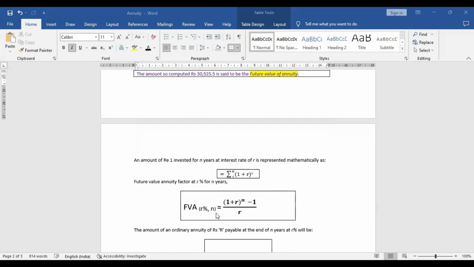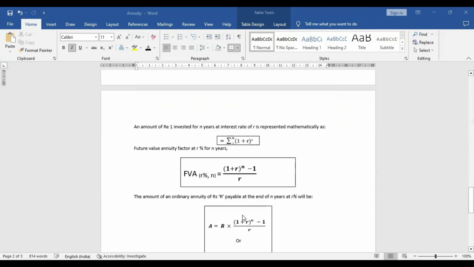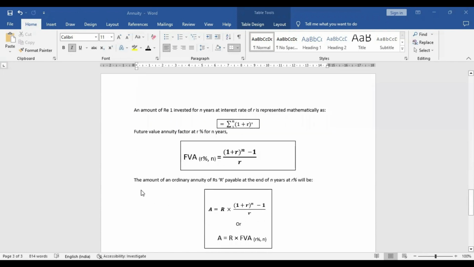And this is the formula that we can derive for calculating any value for the future value of annuity itself. Here you can say r is the rate of interest, n is the period, (1 plus r) power n minus 1 upon r. That means if you are trying to find out the future value of any amount at a specific rate of interest, then you can make use of this equation.